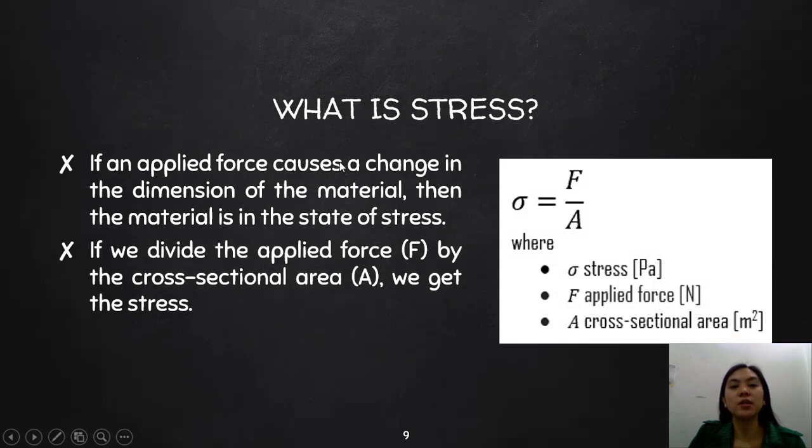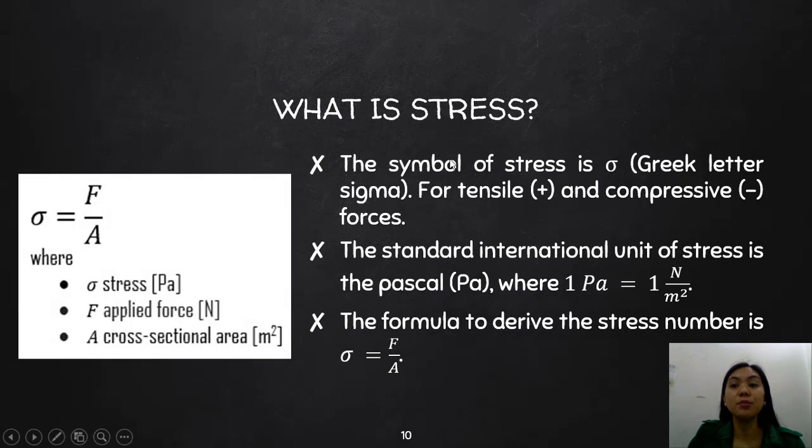If an applied force causes a change in the dimension of the material, then the material is in a state of stress. If we divide the applied force by the cross-sectional area, we get the stress. Meaning the stress that the material experiences is due to the force that you are applying. This is the symbol for stress, the small letter sigma, which is equal to F, the force, over A, the cross-sectional area of the material. The symbol for stress is the Greek letter sigma.